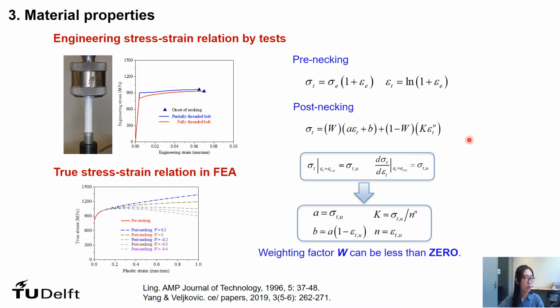And for the post-necking behavior, Lin proposed a combined linear and power post-necking true stress strain relation, which could be calibrated using just a weighting factor W. And this expression is used and extended by Young and Veljkovic to describe the post-necking true stress generation for high-strength steel with weighting factor W less than 0.